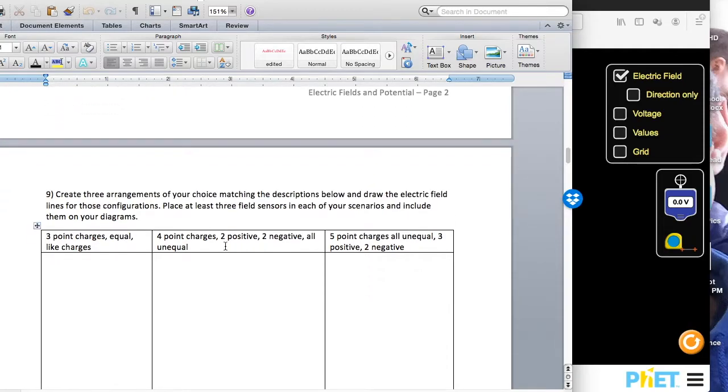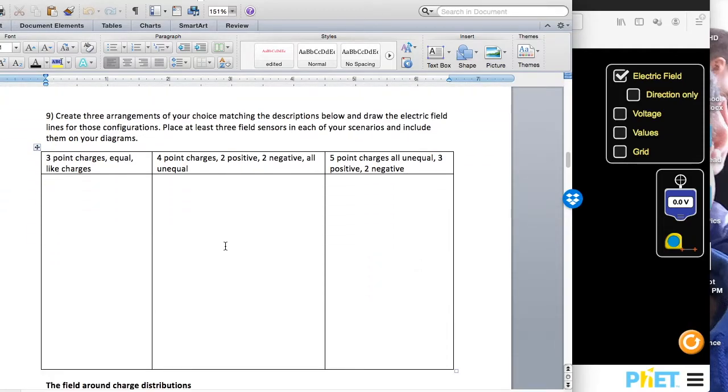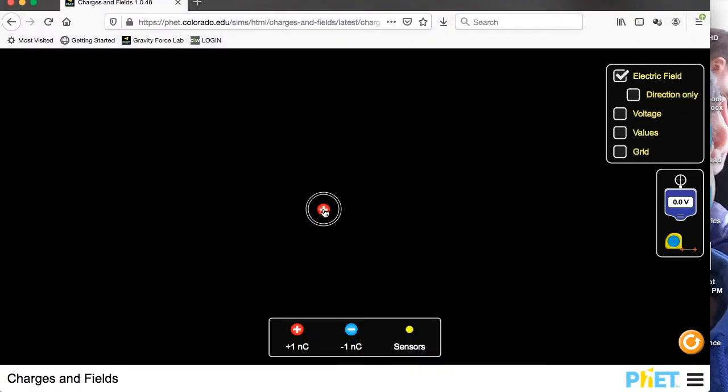More complicated scenarios. 3-point charges, equal like charges. Okay, so 3 equal like charges. 3 positives, or 3 negatives, all the same amount of charge. You can make that look however you like. When I did mine, I had 3 positive charges sort of in a triangle shape. So I had one up here somewhere.